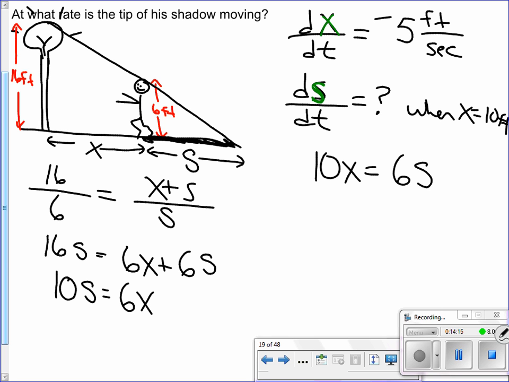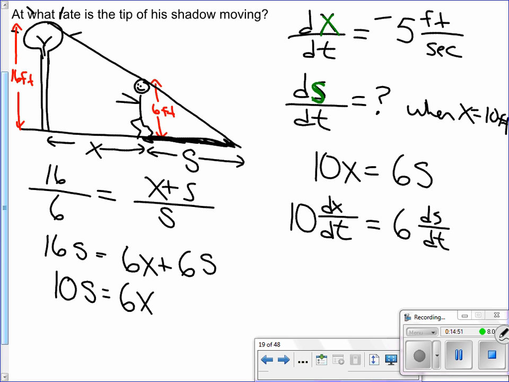So now we're all set to do what? Differentiate with respect to, so close, with respect to t. Okay. So what's the derivative of the left side? 10 ds dt is equal to 6 dx dt. Good. And we have dx dt. So after you take the derivative, there's nothing left to do but plug in values. Yes?